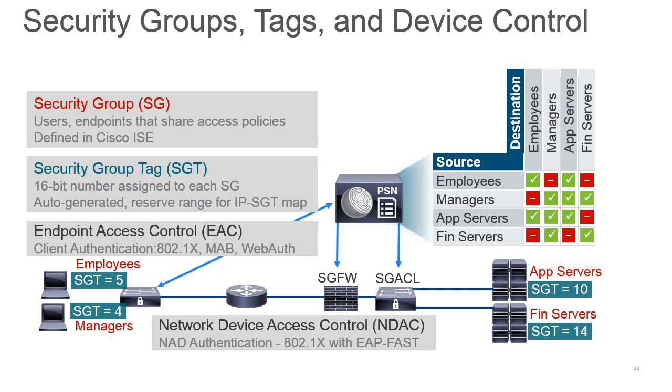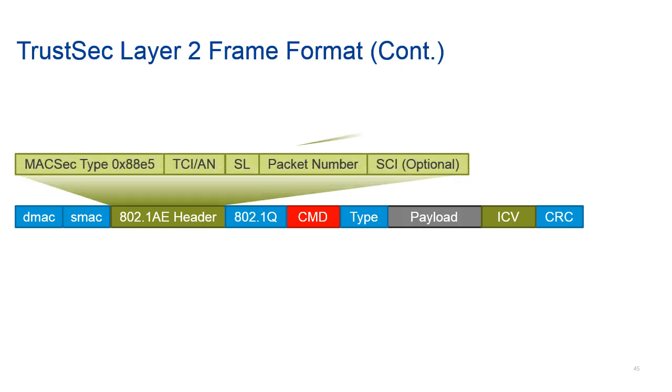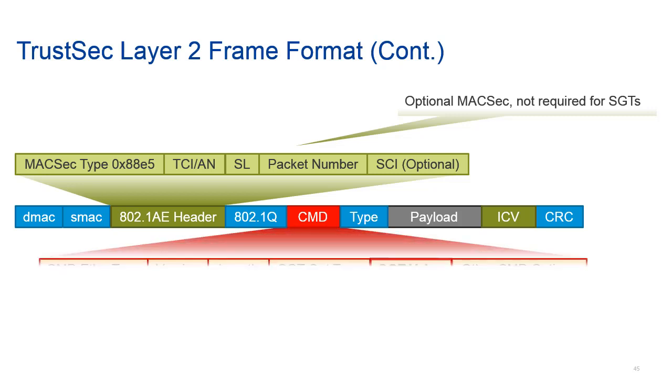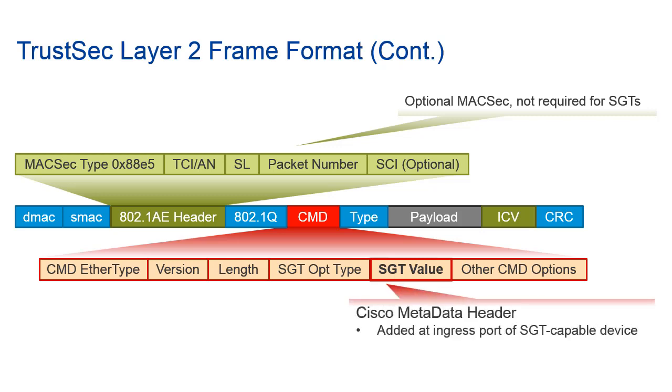Now, speaking of tags, here's the additional Layer 2 headers that you can add for TrustSec deployments. The Cisco TrustSec solution supports hop-by-hop encryption and integrity authentication based on the IEEE 802.1ae standard. Now, this is not directly related to tagging, but it's shown here to more fully depict the TrustSec solution. You can also see the Cisco metadata header, or CMD header, which includes several fields. Now, the most important for this discussion is the actual tag, that SGT value, which is added at the Ingress port of SGT-capable devices. The CMD header is added before other Layer 2 services, such as QoS.